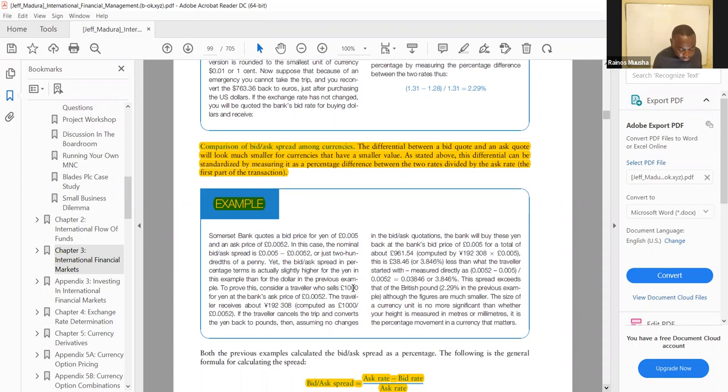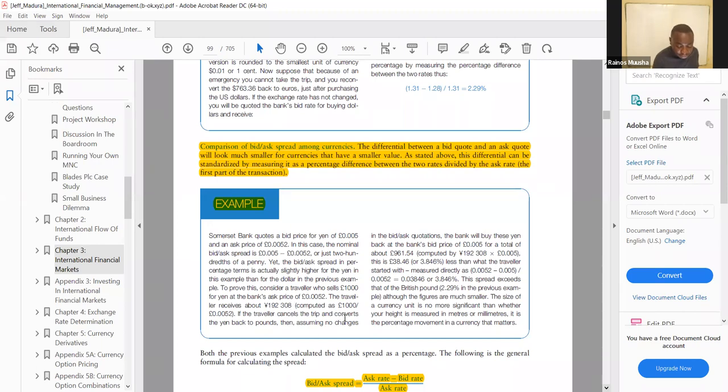So remember we said if they are converting pounds into yen, in this case the relevant price is going to be the ask price, which is 0.0052 British pounds equals 1 yen. So if they are starting off with 1,000 pounds, they are moving from the stronger currency to the weaker currency, which means 1,000 divided by 0.0052. They end up with 192,308 yen, because they end up with more units, moving from the stronger currency to the weaker currency.